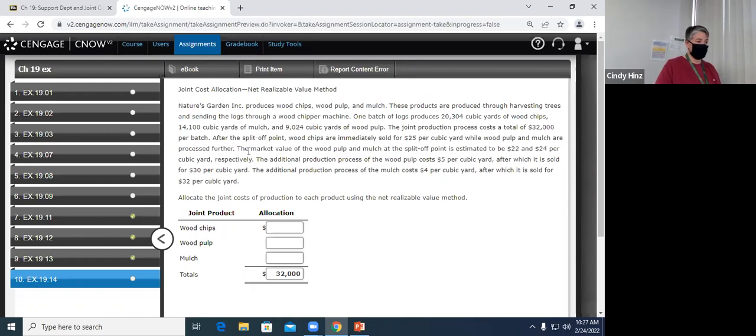Here we go. The market value, hang on a second, let me go back. After the split off point, wood chips are immediately sold for $25 per cubic yard, where wood pulp and mulch are processed further. The market value of the wood pulp and mulch at the split off point is estimated to be $22 and $24 per cubic yard respectively. So if we were using the previous method, the market value at split off point, those numbers would be relevant.